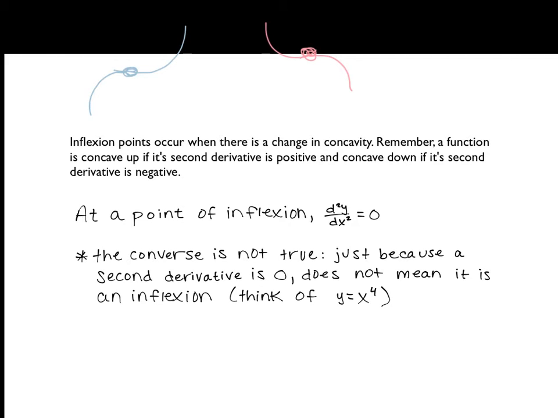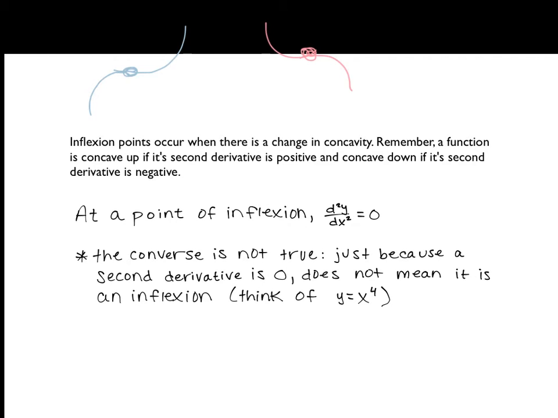And so what I mean by that is that every inflection point will have a second derivative that is zero. But not every time that a second derivative is zero will be an inflection point. We're going to see some examples, don't worry. That's what I wrote right there. The converse is not true. Just because the second derivative is zero doesn't mean it is an inflection point.